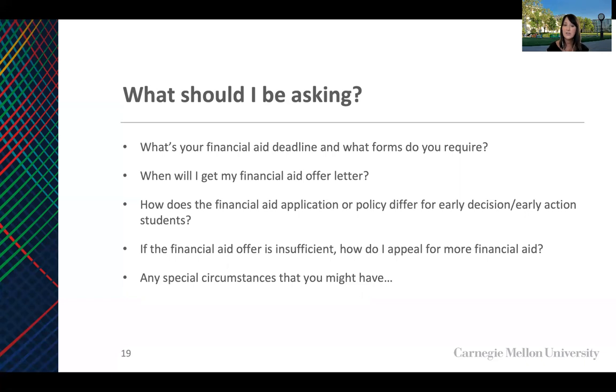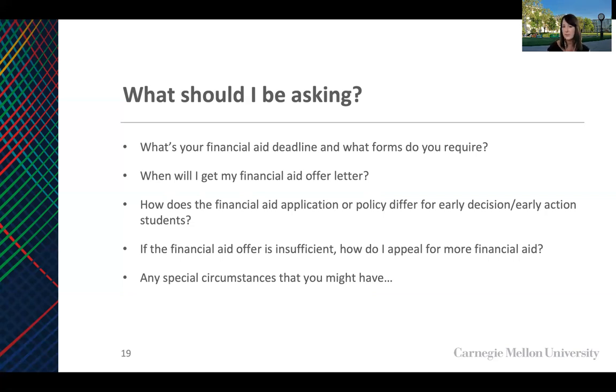If the financial aid offer is insufficient, how do I appeal for more aid? So just remember, contact the financial aid office of the university or the admission office of the university that you're applying to, and just ask what their special circumstances or their appeal process may be, and just make sure you're following through those processes and deadlines. They will most likely ask for some sort of documentation, so you'll want to start thinking about what that may include. If a parent has lost a job or a family has lost income or assets, what's the documentation to support that change to the family's circumstances.